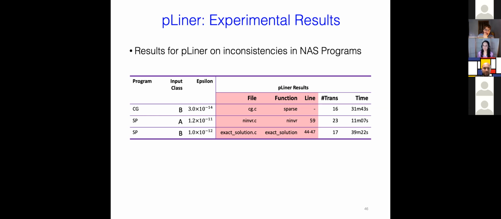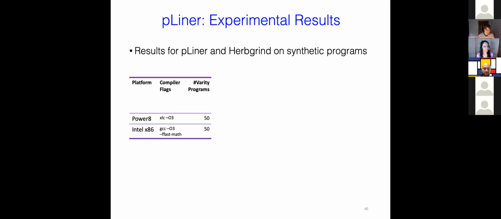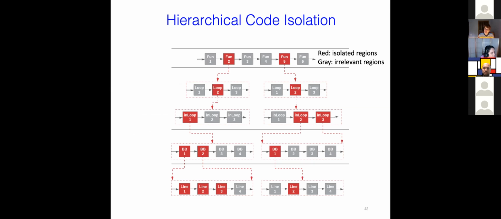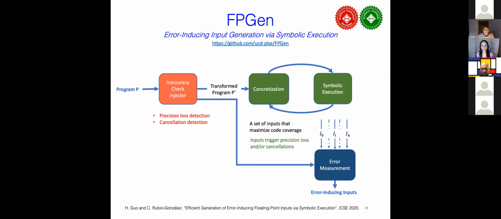Thank you. Well, I have a question about FPGen. Could you please go back to the slides showing FPGen? That one. At some point you mentioned that you insert some branch using the inaccurate check injector. I was wondering what exactly the usage of this branch is.